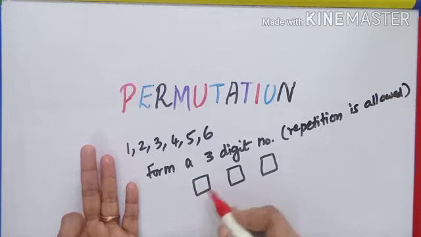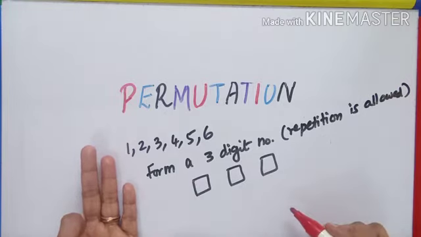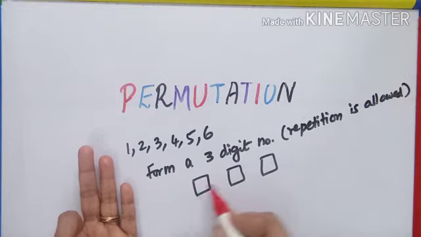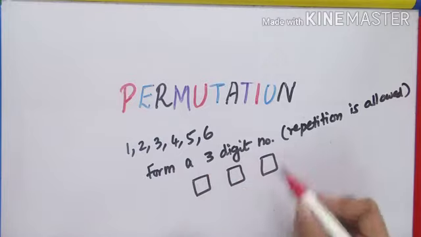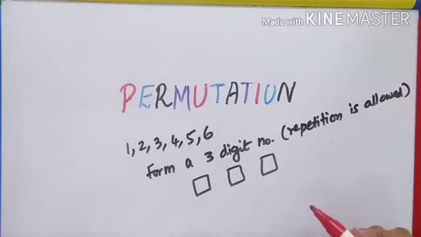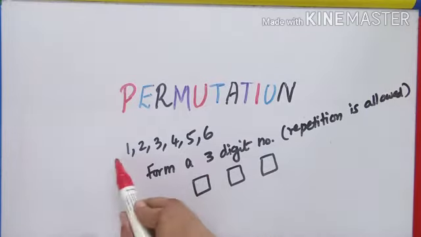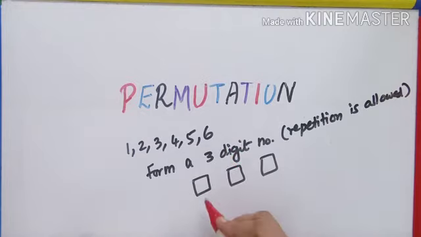I can put 1, 1, 1. That is a 3-digit number. I can put 2, 2, 2. That is also a 3-digit number. I can put 1, 2, 3. So all these are examples of a 3-digit number. How many ways can I do it? How many numbers are there? 6.